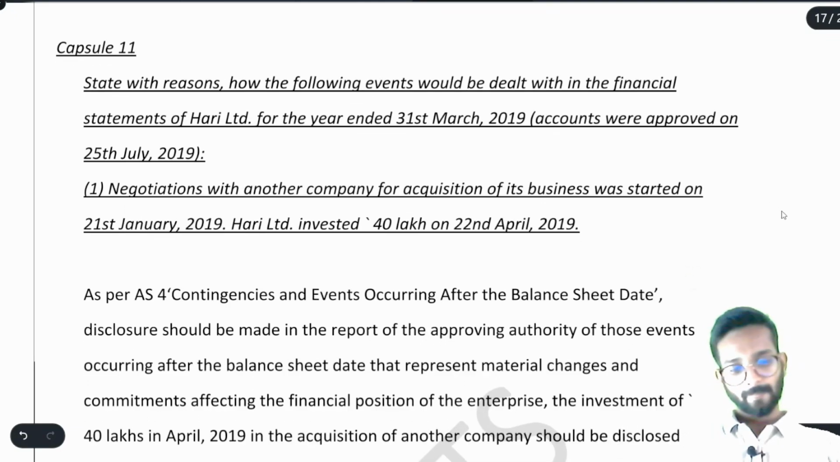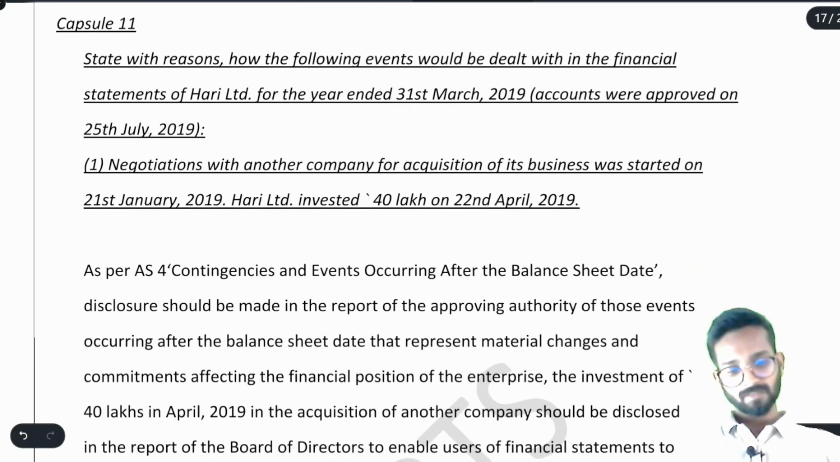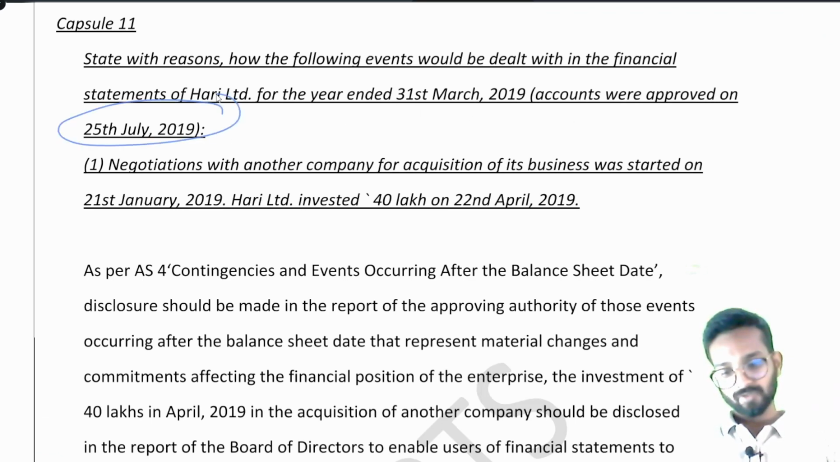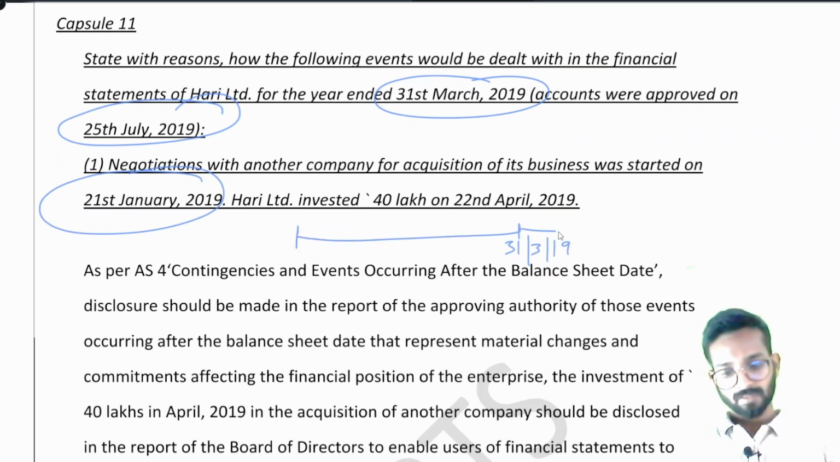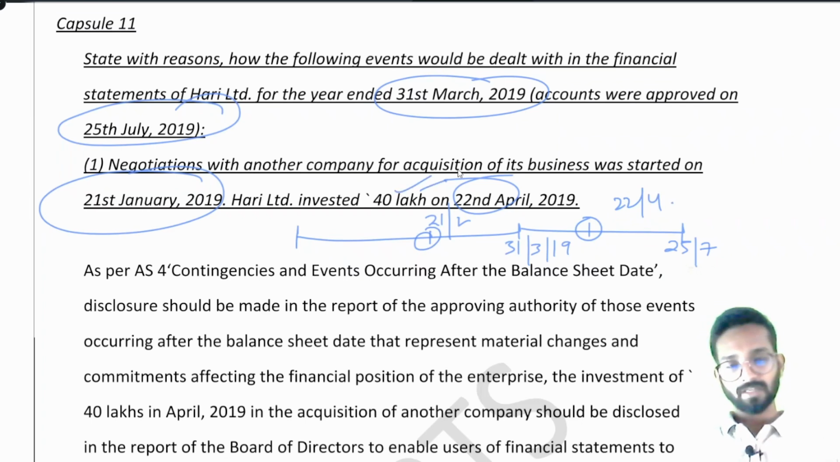Capsule 11 says, see, they are just changing the wordings. They were approved on 25th July. The year is ending on 31st March. Negotiations with another company for acquisition of business was started on 21st January only. Oh my God, see. Year end is 31st March. Date of approval is 25th July. They are saying the negotiation was started 21st January only. Here only they started negotiations. But investment happened on 22nd April. On 22nd April, they invested 40 lakhs and acquisition happened.